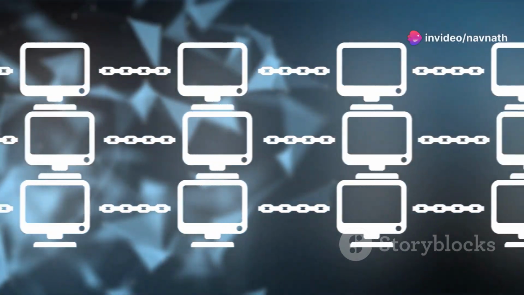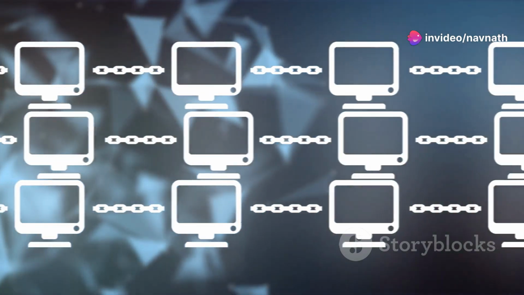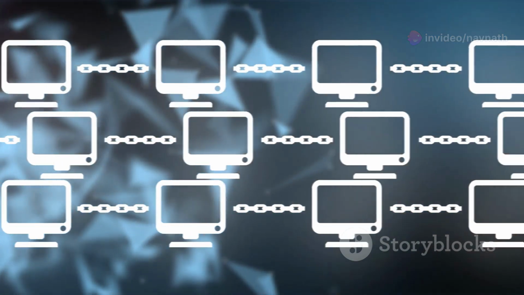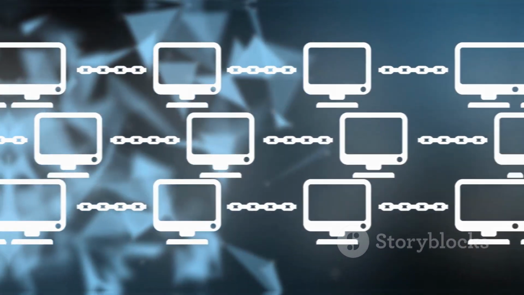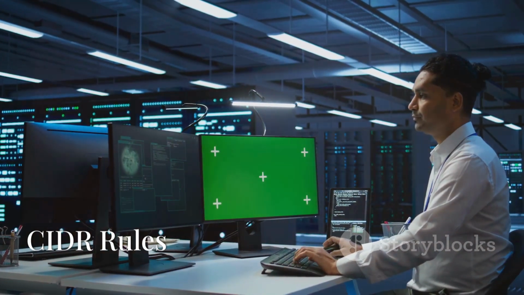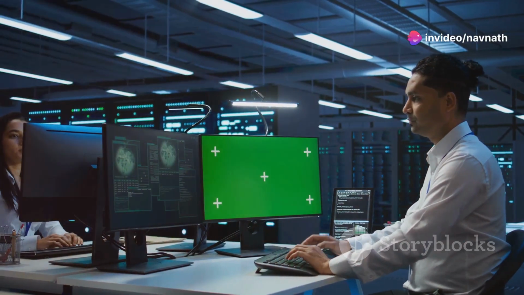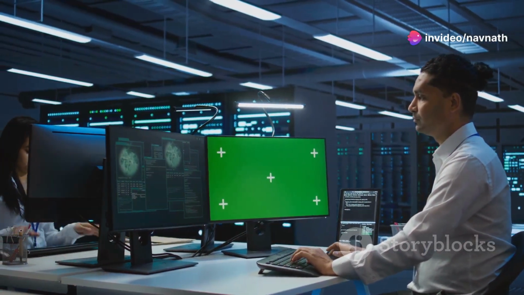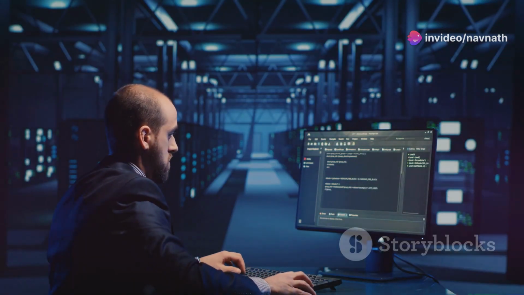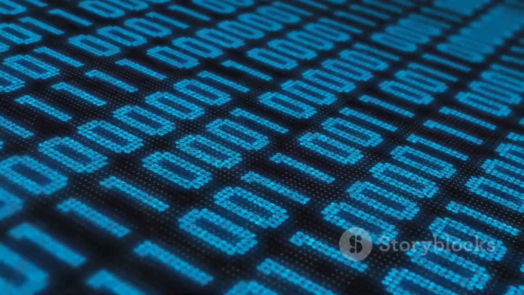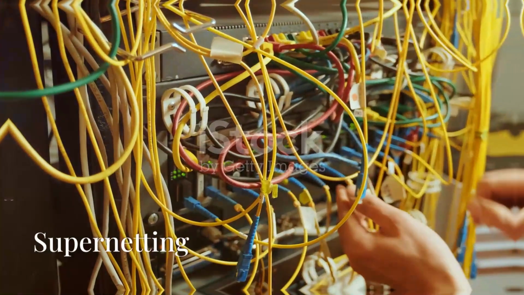Alright, moving on to multicast communication. Transmitting a packet from one computer to many computers, 0 or more, is called multicast communication. CIDR rules. First, all the IP addresses in the block must be contiguous. Second, the block size must be a power of 2. And third, the first IP address of the block must be divisible by the size of the block.